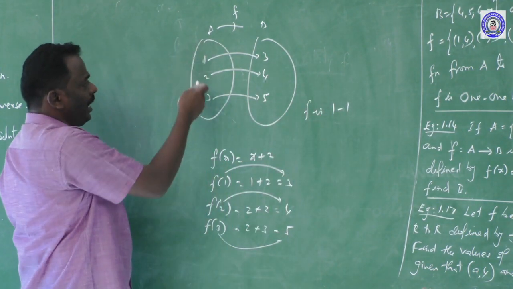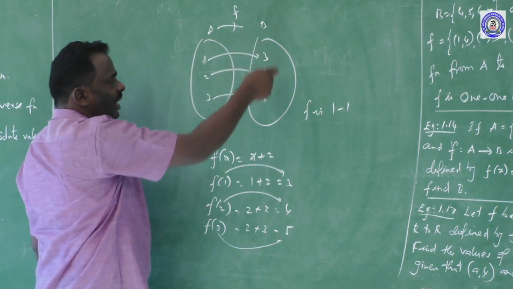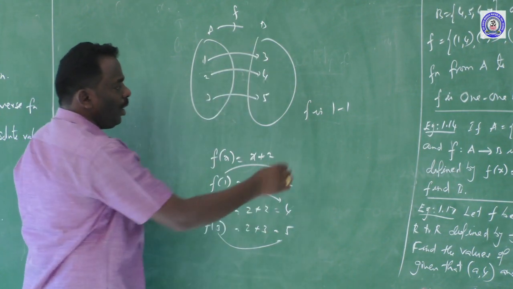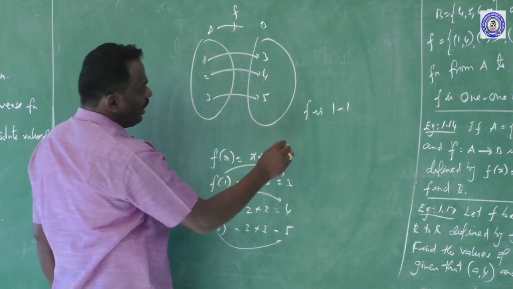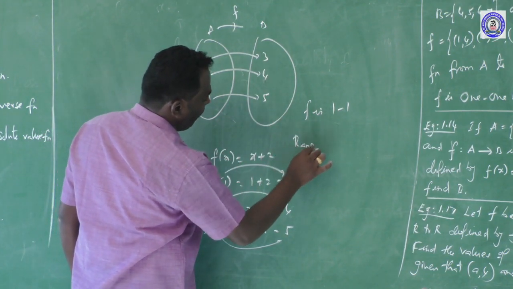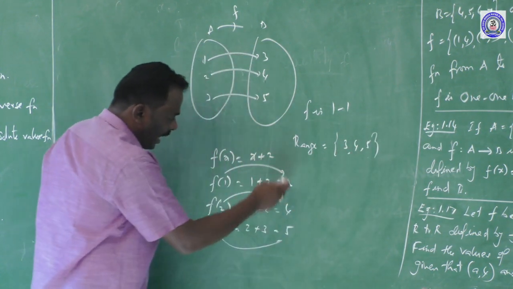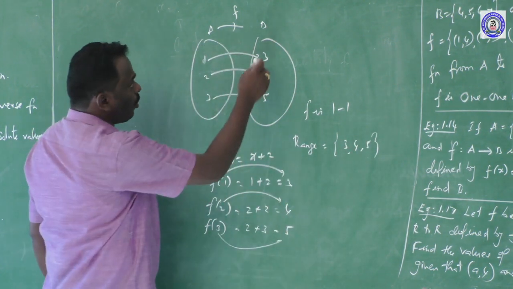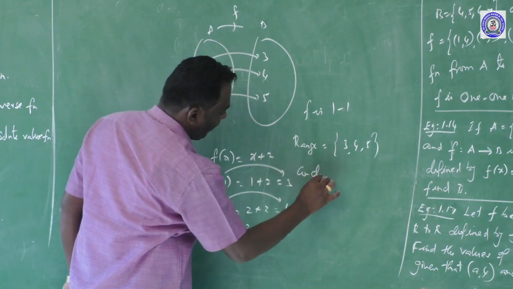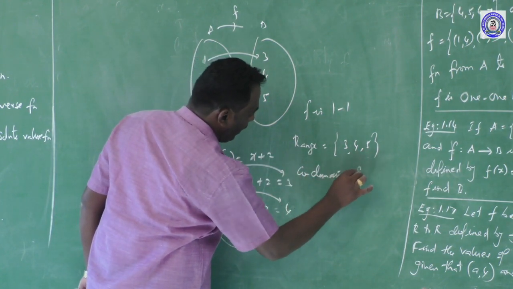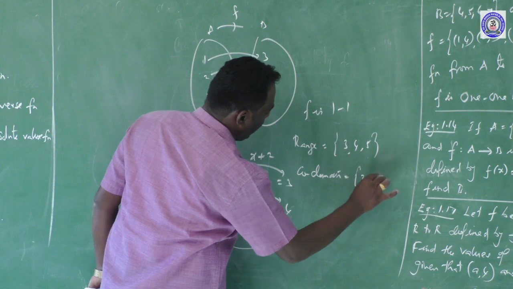Different elements of the domain have different images in the codomain; that is called one-to-one. And also, what is the range? The range of the function is 3, 4, 5. These are the outputs of the function. Now, what is the codomain? The codomain elements are 3, 4, 5.